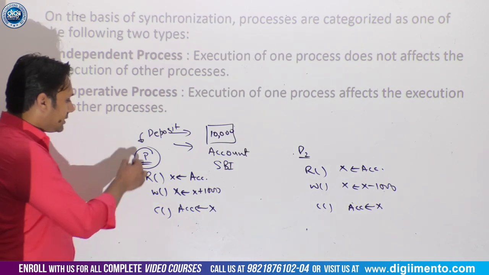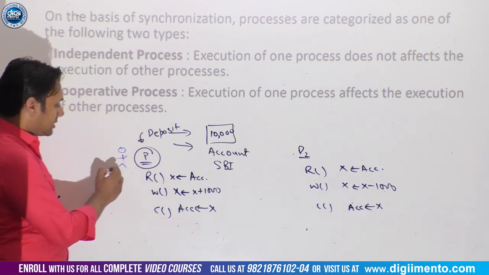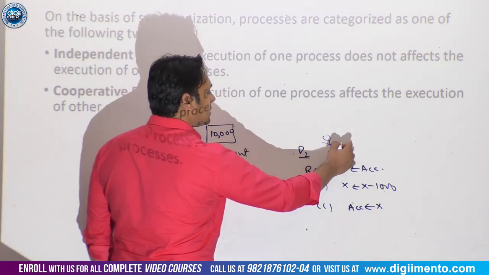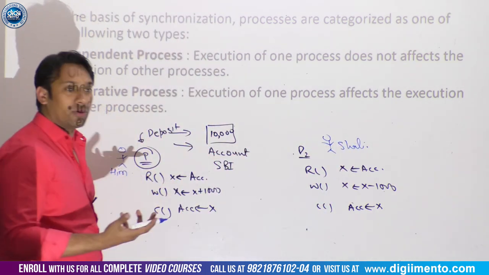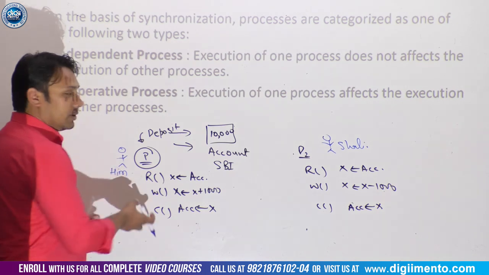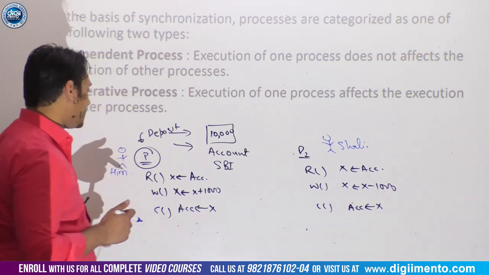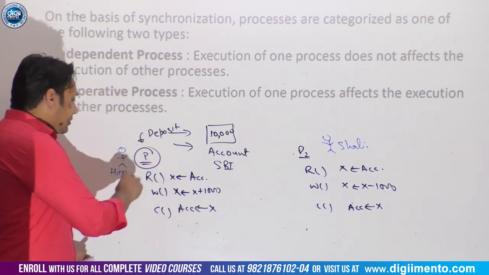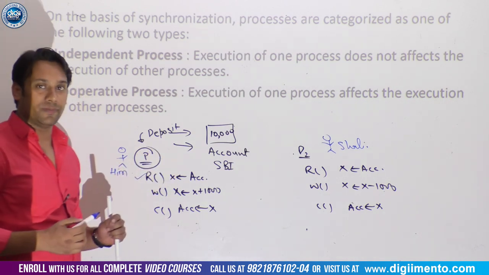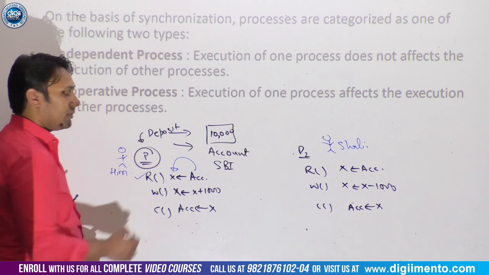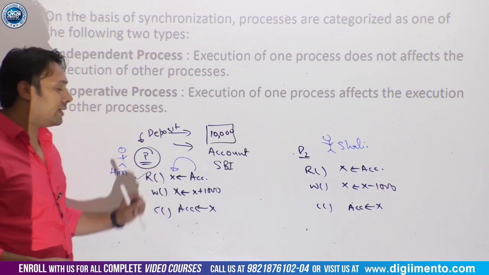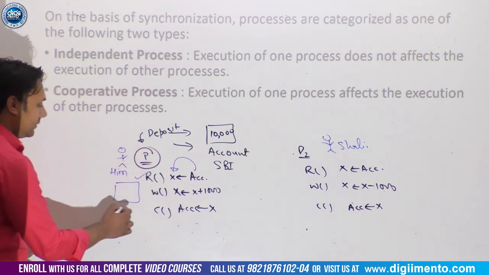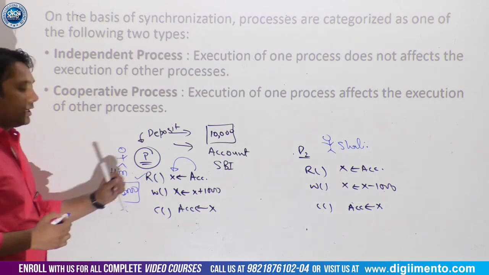Now let us assume there's a person here, and the name of this person is Himanshu. And there's a person here, and the name of this person is Shalini. So Shalini is trying to take out 1000 rupees from my account, and I'm trying to deposit 1000 rupees into this account. Now I start executing this process on the server. First of all, it is going to read the account balance and store it in this variable X. This variable X is now containing 10,000, because the account is having 10,000.